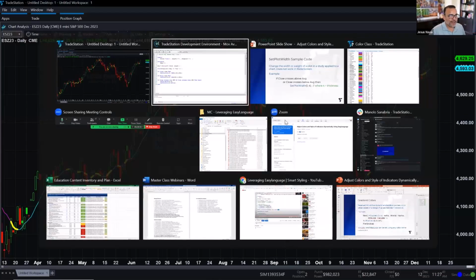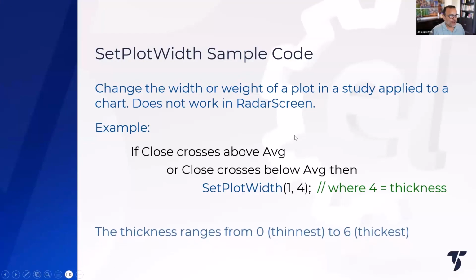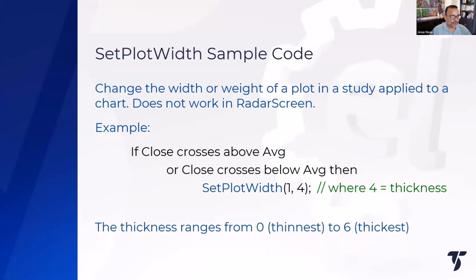Let's go over here to my PowerPoint and continue. Here's a little bit of information about the thickness. It ranges from 0, the thinnest, to 6, which is the thickest.